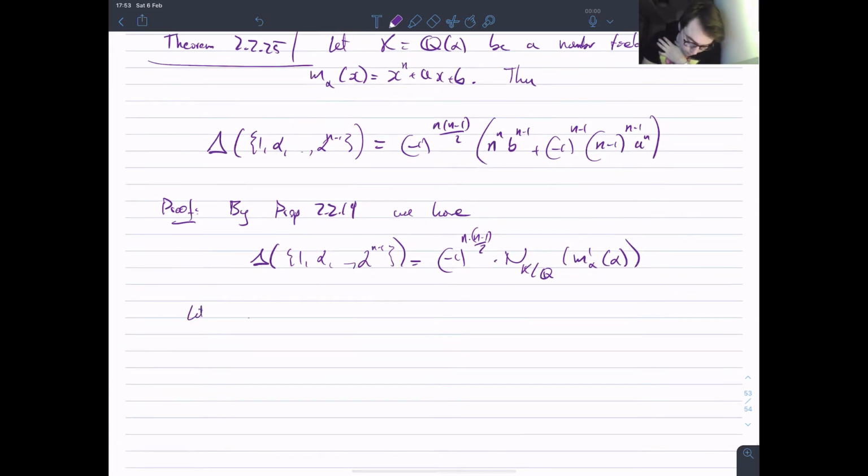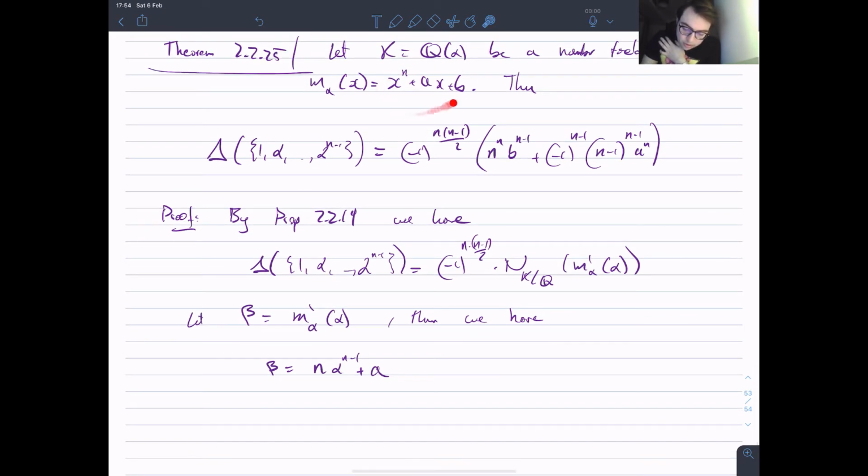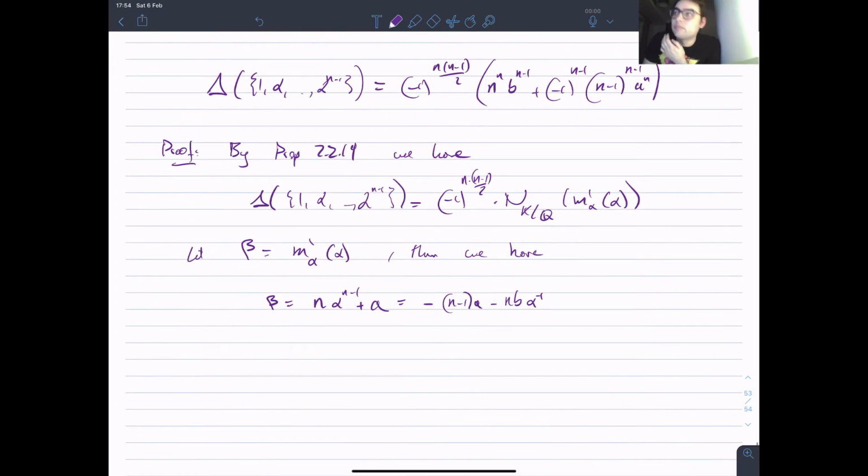So now I'm going to let beta be the number m prime of alpha evaluated at alpha. This is again some algebraic integer. Then, if you consider what this looks like, we have beta equals n alpha^(n-1) plus ... plus a. I just differentiated this minimal polynomial and then plugged in alpha. So beta is this, which I can rewrite as minus (n-1) a minus n b alpha^(-1).